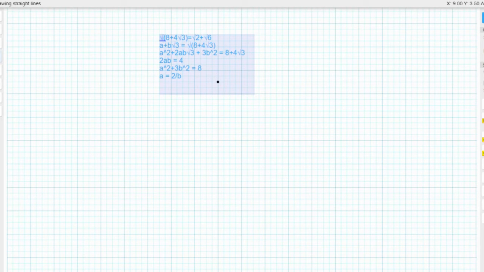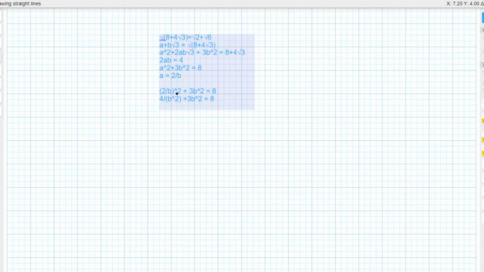Now, all you have to do is substitute it for a squared. So you would do 2 over b, squared, plus 3b squared equals 8. And the 2 over b squared is equal to 4 over b squared. I accidentally put an equal sign here, let me fix that quickly. Plus, and then you get plus 3b squared equals 8.